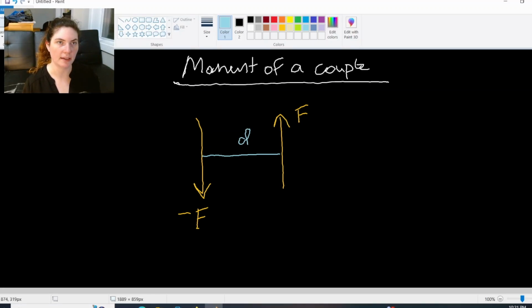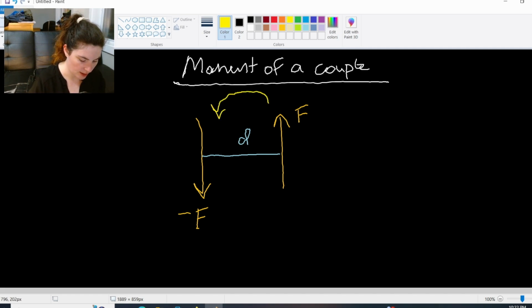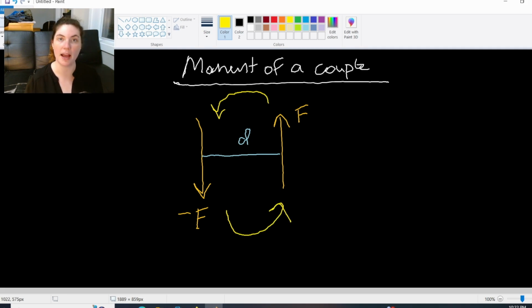So today we're going to look at a special case when we're looking at moments, and that's this thing called a couple. A couple is a pair of forces that are parallel. They have the exact same magnitude, but they act in opposite directions. So the sum of these forces would actually be zero, but they do create a moment. There is this desire to rotate created by these two parallel forces acting in opposite directions.